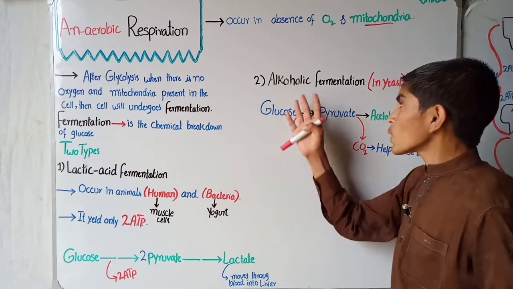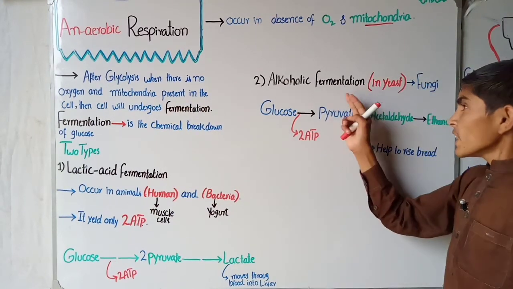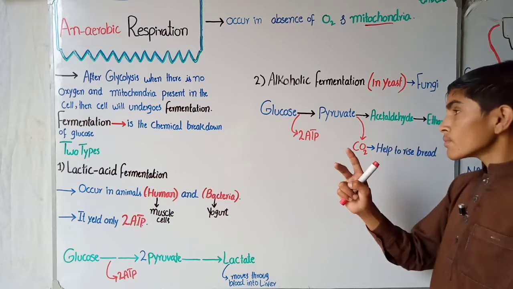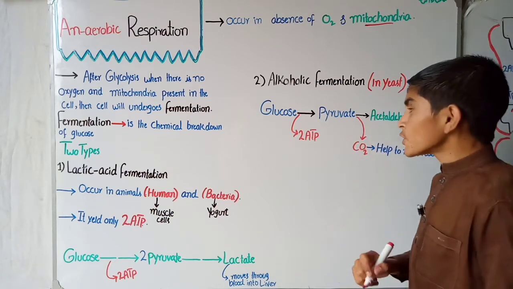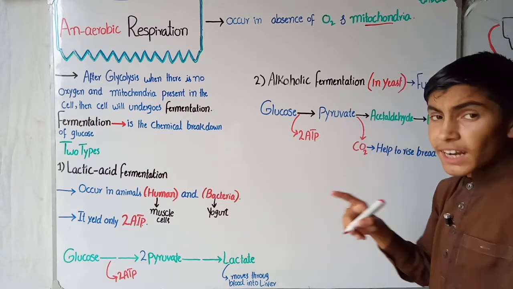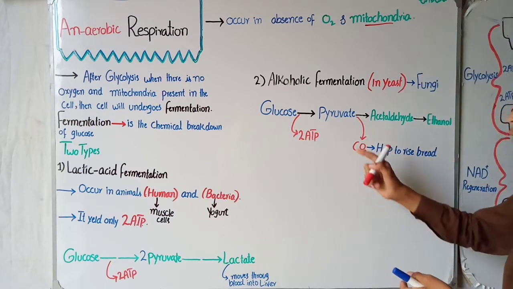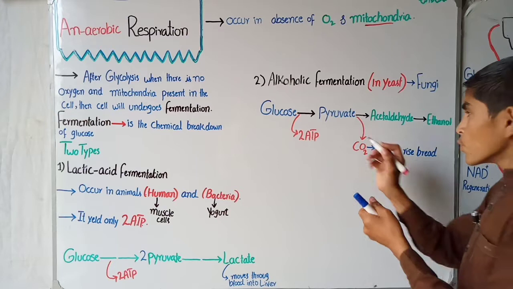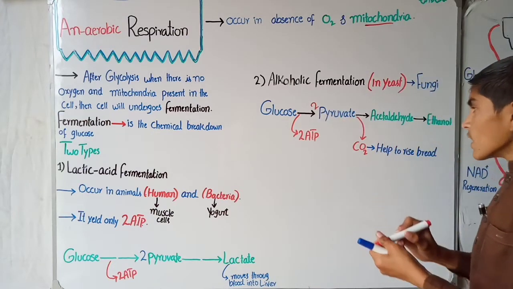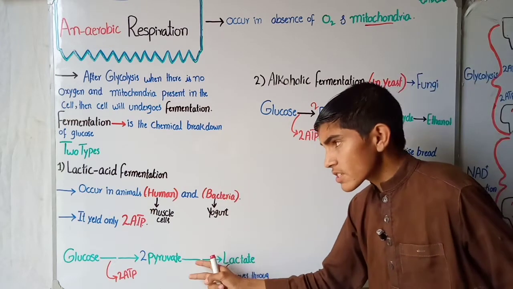Now we talk about the next fermentation, the alcoholic fermentation. Alcoholic fermentation mainly occurs in yeast, which is a type of fungi. In this fermentation, glucose is converted into 2 pyruvate. As mentioned, this is called glycolysis, and here 2 ATP are released. After this, of course, there are 2 pyruvate. From here, the process changes a little.